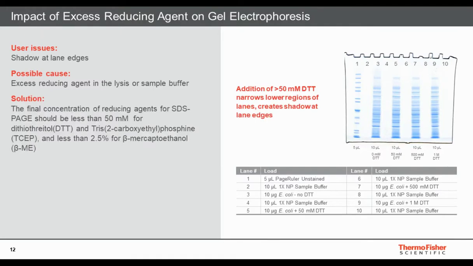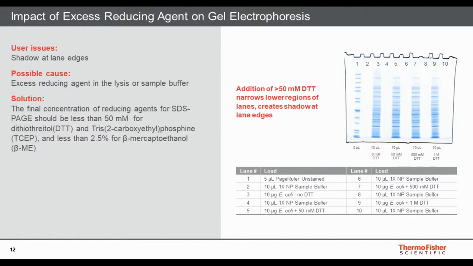So reducing agent can be part of lysis buffer, sample buffer, and gel running buffer to keep proteins under reduced state during electrophoresis. As demonstrated in the gel on the right, increasing the concentration of DTT to 50 millimolar in lane 5, 500 millimolar in lane 7, and 1 molar in lane 9 results in narrowing of the lane and creates a shadow at lane edges.